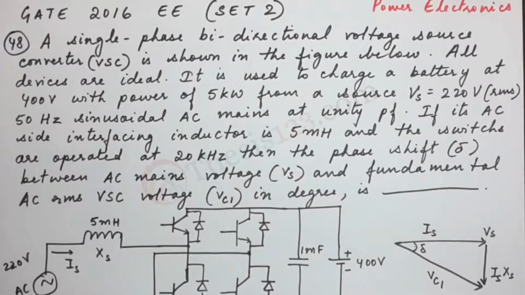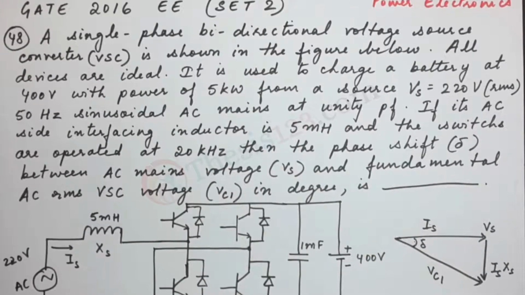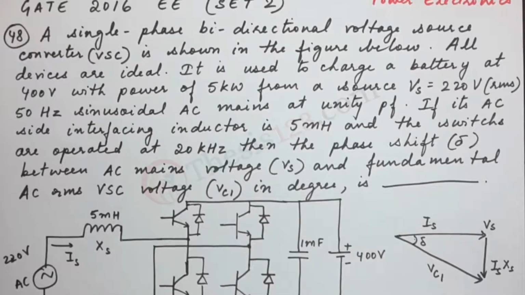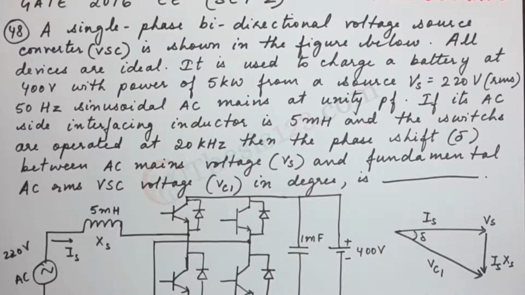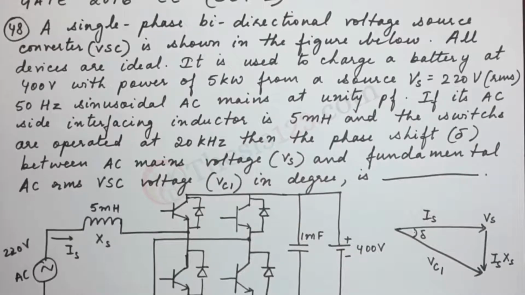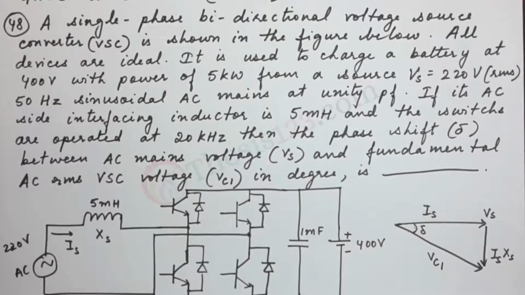Here's the next question, number 48. A single-phase bidirectional voltage source converter, VSC, is shown on the figure below. All devices are ideal.